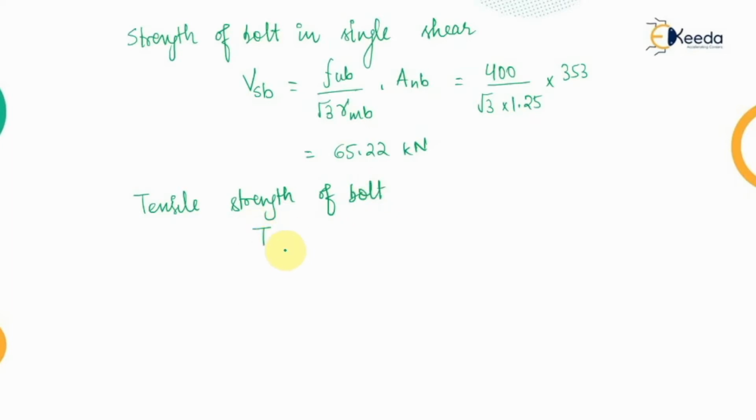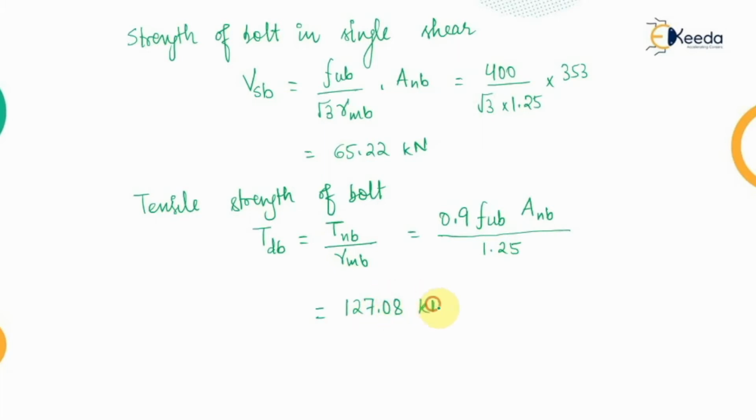So that is given by TDB, that is equal to the net strength of the bolt in tension divided by the factor of safety. So this net tension is given by 0.9 FUB, that is the ultimate strength of the bolt in ultimate condition, into the net area of the bolt, multiplied by the 0.9 factor so as to reduce it down, divided by 1.25. From here, if we substitute all the values, then the tensile strength is obtained as 127.08 kilonewton.